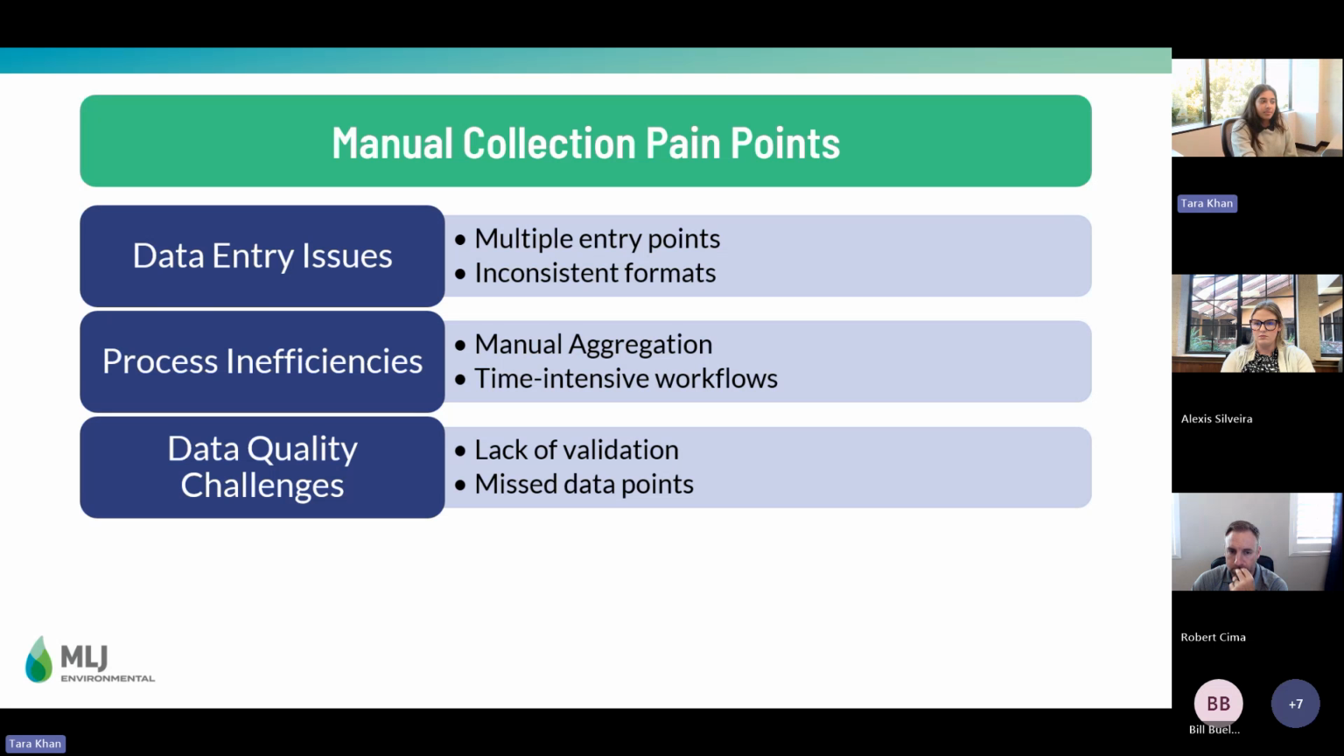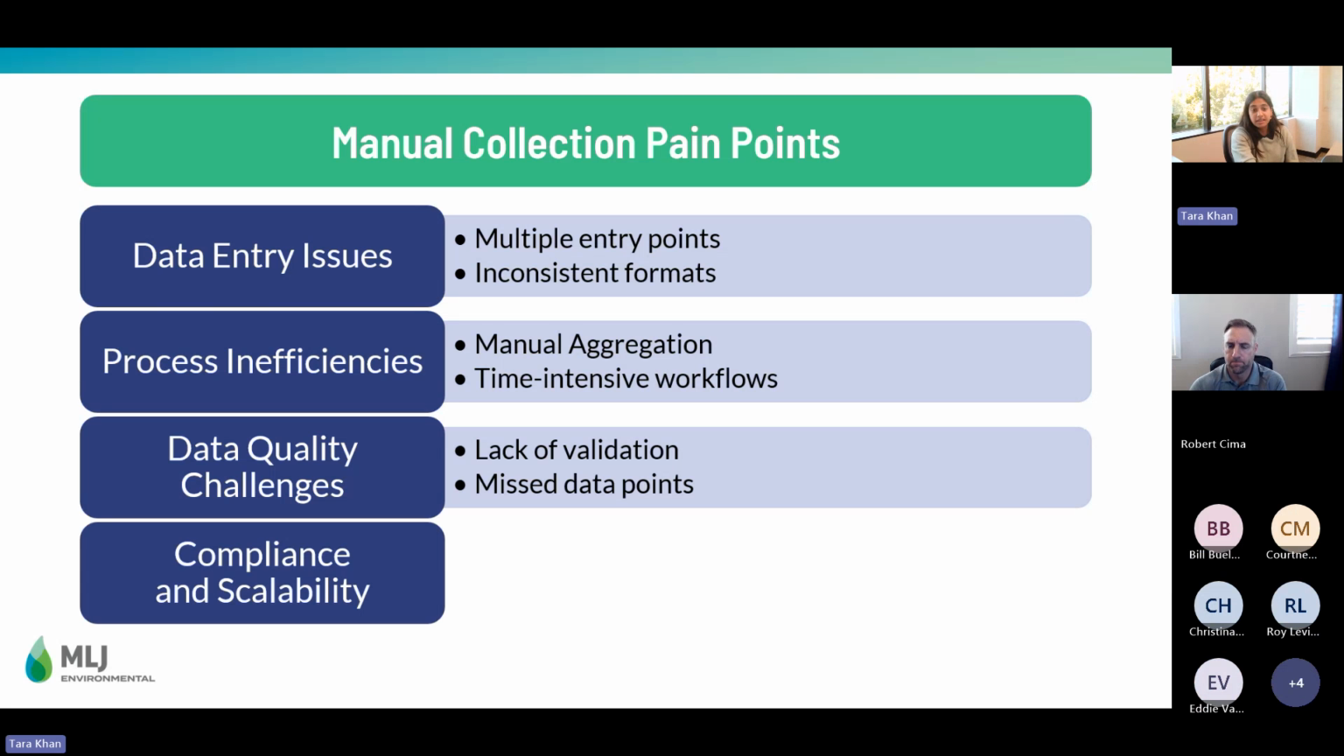All right, then the third challenge that I'm seeing here is data quality challenges. So there's a lack of validation, as I mentioned. There's no way to control for certain answers only being allowed, or control for people misreading the question and writing an answer that's incorrect. And what that leads to then is missed data points, right? People might not fill out a mandatory section, and there's no way to control for that if we're doing paper forms and a fully manual process.